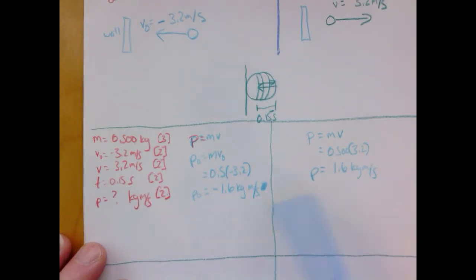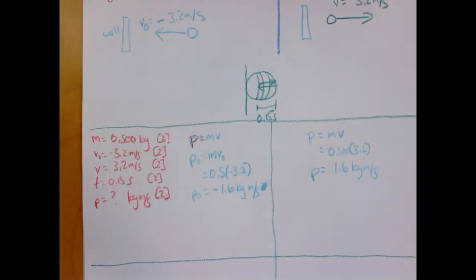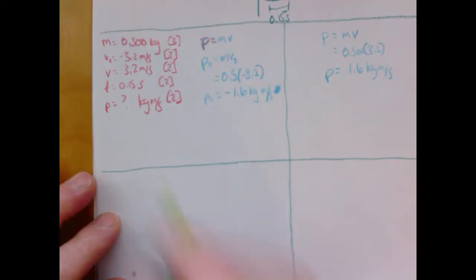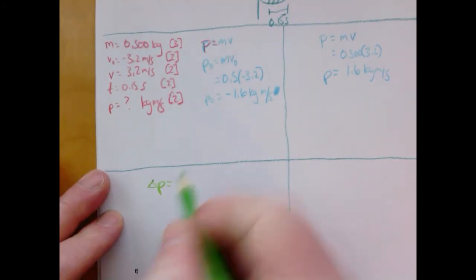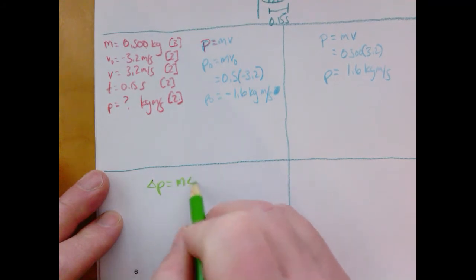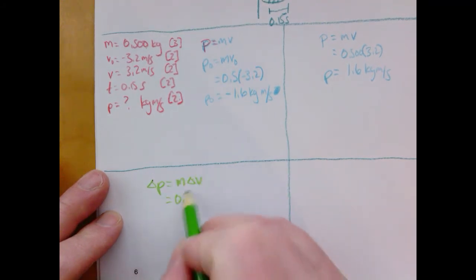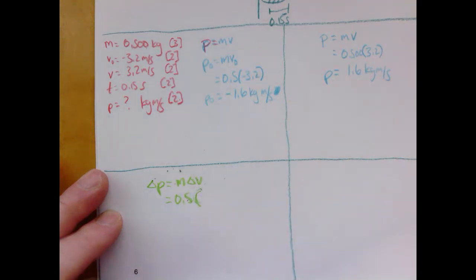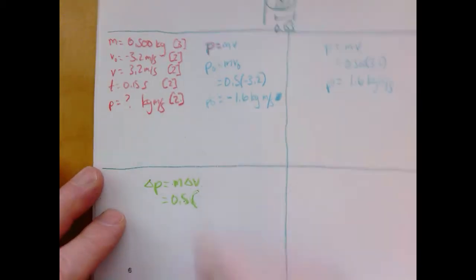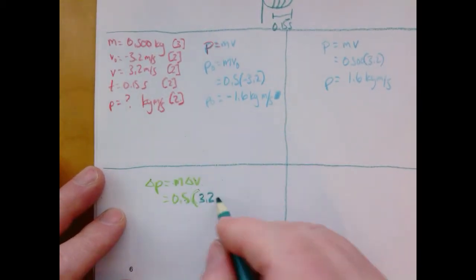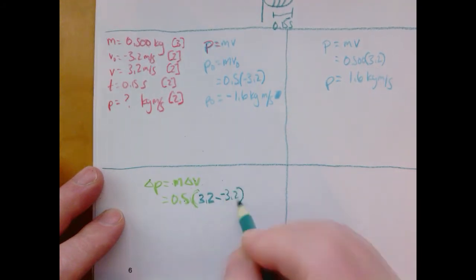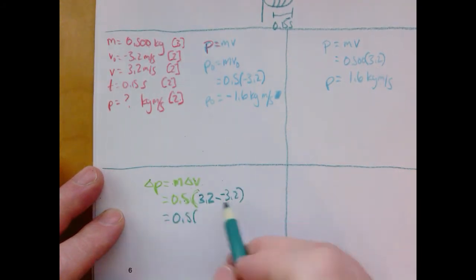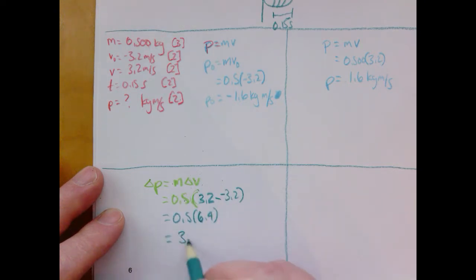So this is one way we can do this problem. We calculate the before, we calculate the after. I'm going to show you a little bit faster way to do this. We know the change in momentum is the mass times the change in velocity. Well, the mass is 0.5, and the final velocity is 3.2, final minus initial, minus a negative 3.2. So now we have 0.5 times 6.4, or the change in momentum is 3.2 kilogram meters per second.